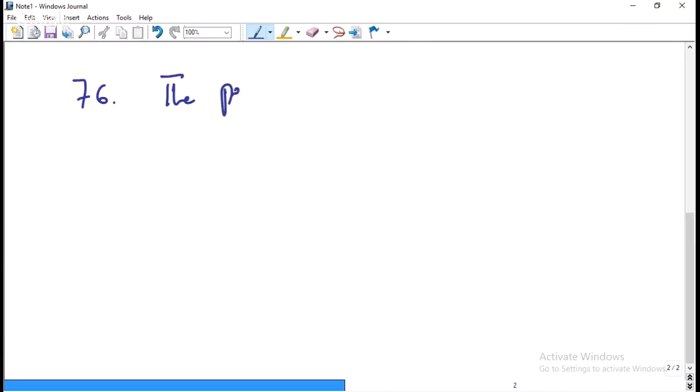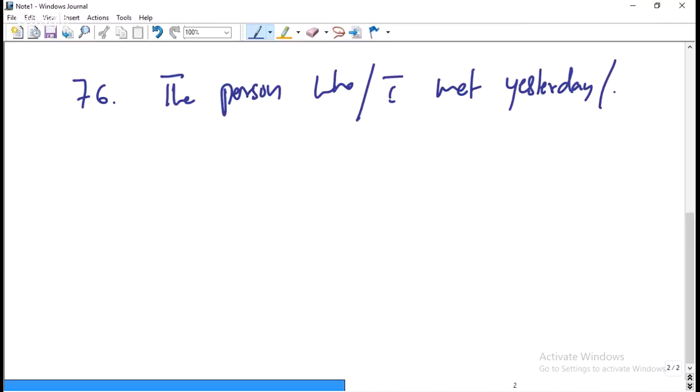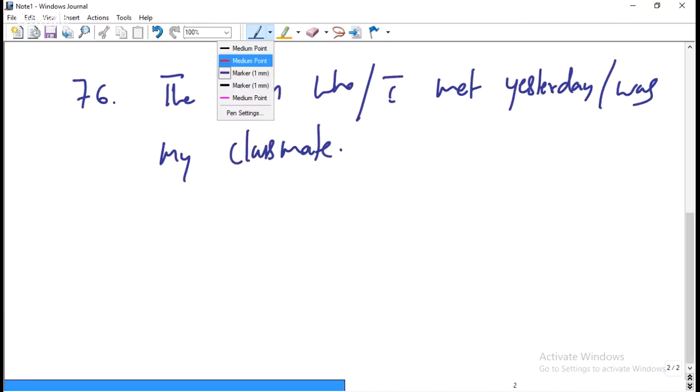Spotting errors. The person who I met yesterday was my classmate. Before going to this question, I would tell you some basics. When will we use the subjective case of pronouns and when will we use the objective case of pronouns? What's the difference between a subjective case pronoun and an objective case pronoun?